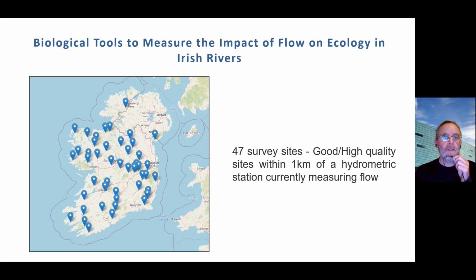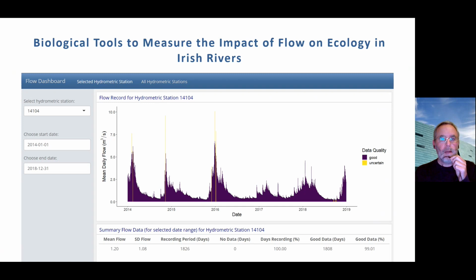And the reason we did that was so we'd be able to look at the relationship between the macroinvertebrate community at the site and the flow regime at that site. So we have information on the macroinvertebrates and on the flow at those particular sites. This is an example of a flow record at a site. So there is information on flow from hydrometric gauges that are managed by different bodies throughout the country. So the Environmental Protection Agency and the Office of Public Works manage a lot of these hydrometric gauges.